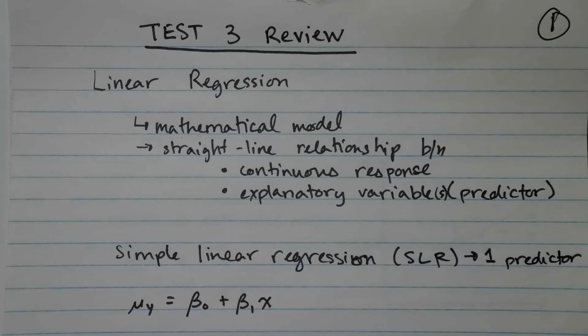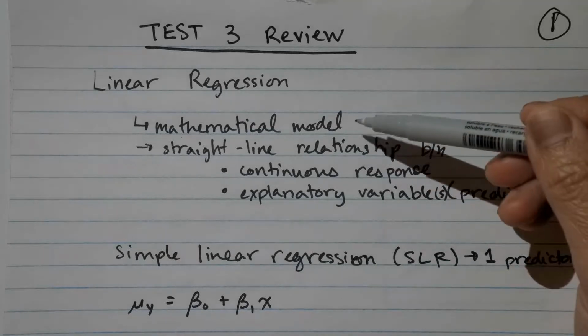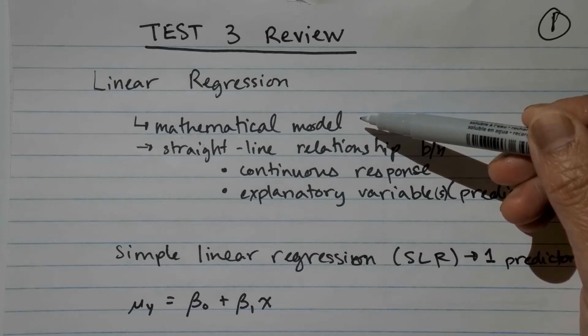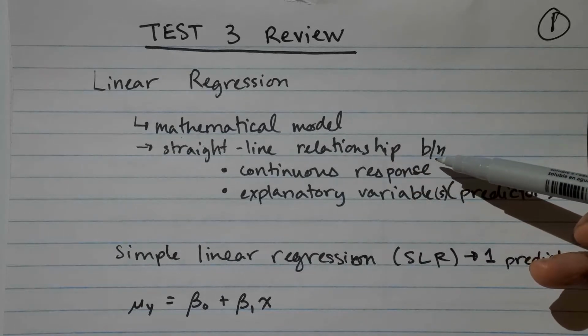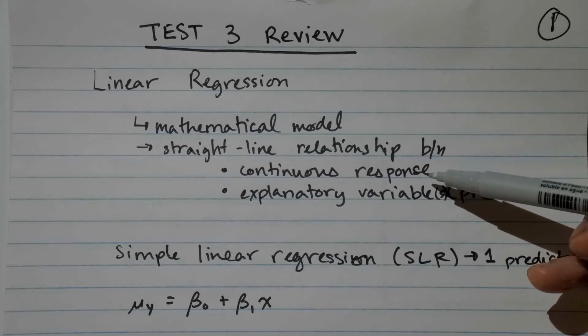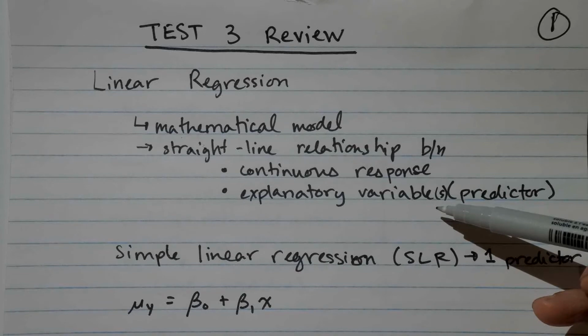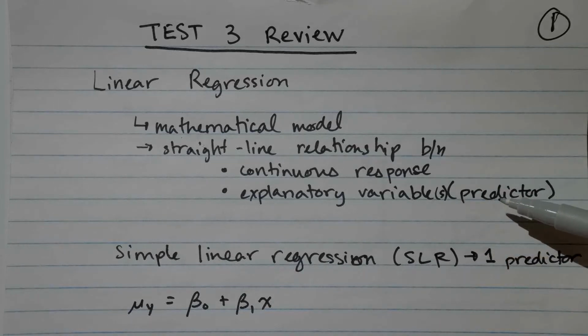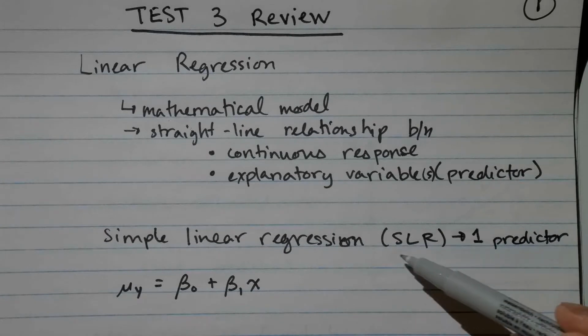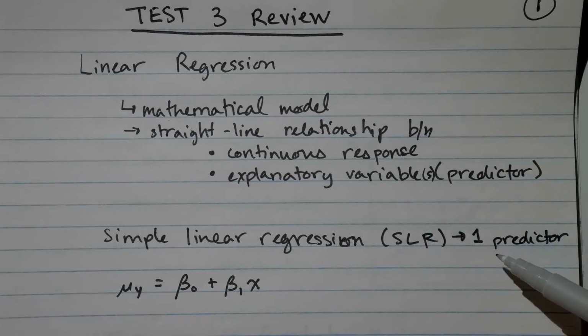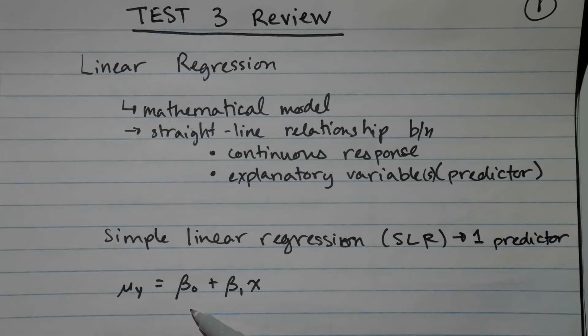multiple regression. Then a linear regression in general is considered a mathematical model in which we assume a straight line relationship between a continuous response as well as one or more explanatory variables, sometimes called predictors. So in simple linear regression, or SLR, we assume that there's only one predictor and that the mean response, mu sub y, is equal to beta naught plus beta 1 x. X may be continuous or it may be a categorical variable. Sometimes it might be an indicator variable.